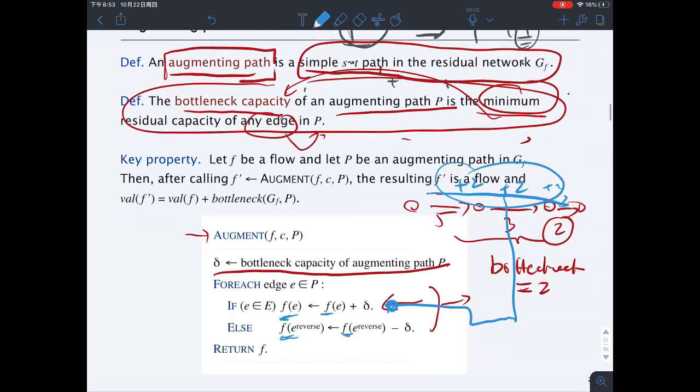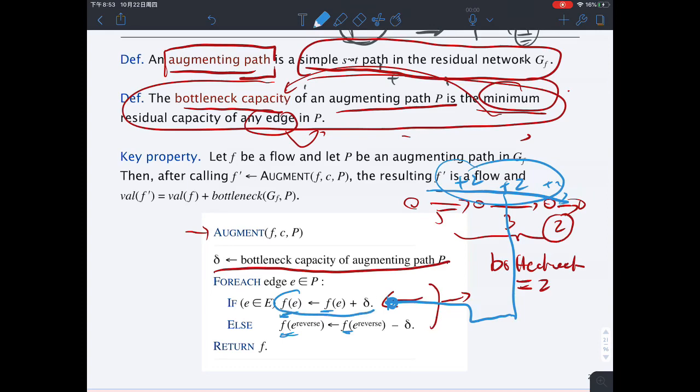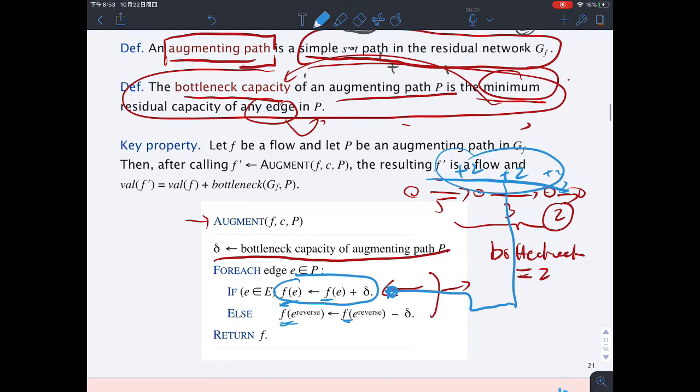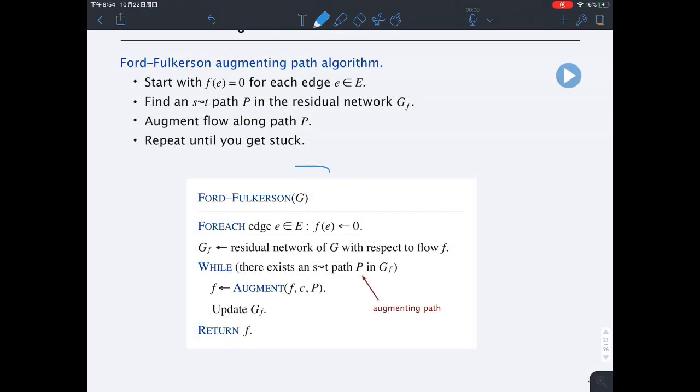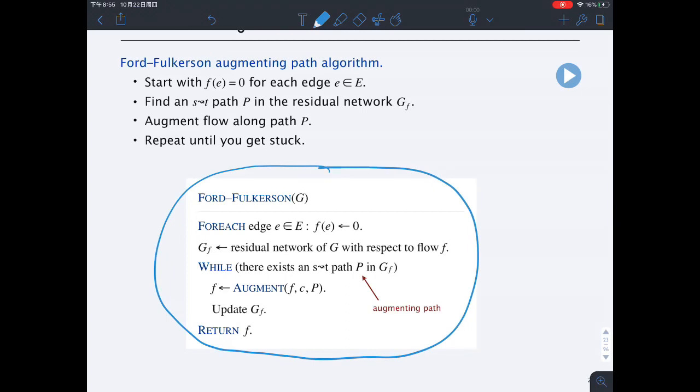So I need to update the flow, right? Fe is the flow. We also need to keep track of the information related to the reverse edge, right? So basically the whole thing is what we have done just now in the example. Every time we update a path, we also want to update the residual network. This is the whole highlight. So this pseudocode over here just reflects what we have done just now.